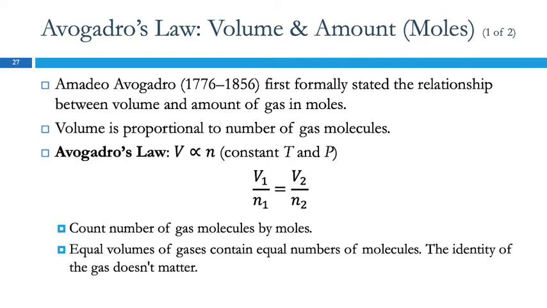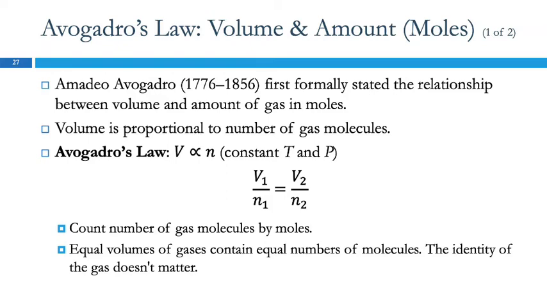A third simple gas law. This one's called Avogadro's law. Amadeo Avogadro, the same guy of Avogadro's number. It's hard to imagine there'd be multiple Avogadros. He was the first one who formally stated the relationship between the volume of a gas and the amount of a gas in moles.